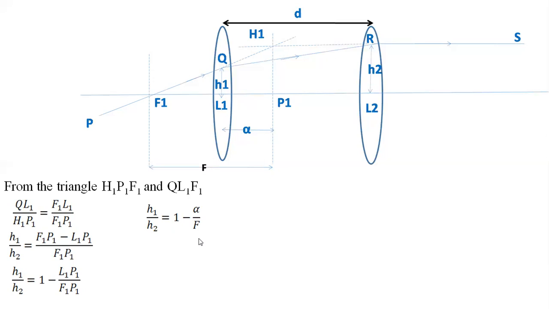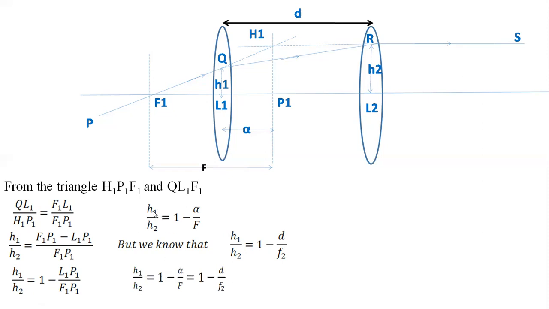Now, in the previous video, I explained how to find the value of h1 by h2 in order to find the equivalent focal length of two lenses which are separated by distance d. In that case, the value of h1 by h2 is equal to 1 minus d by f2. You can watch my previous videos on how to find the value of h1 by h2. For the time being, remember that h1 by h2 is equal to 1 minus d by f2.